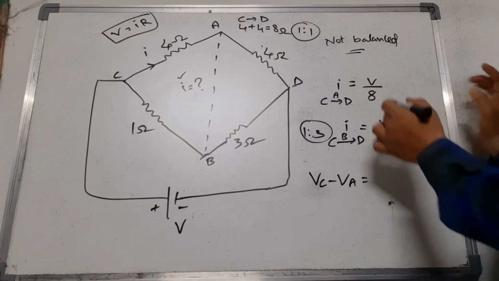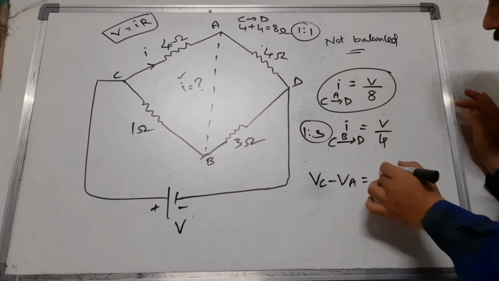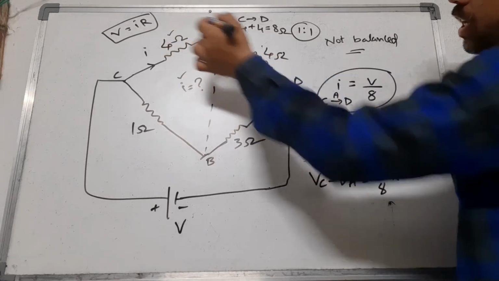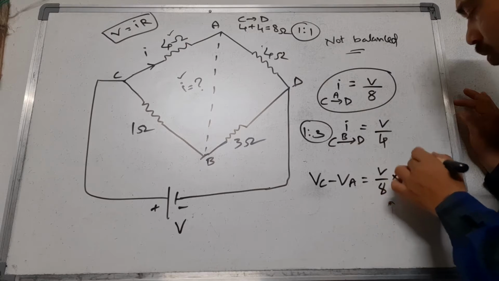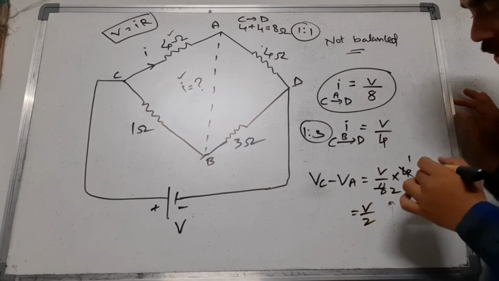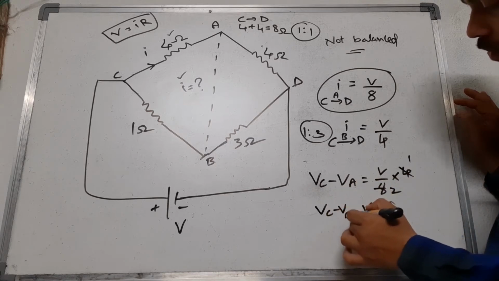So what is the current from C to D? V by 8. So V by 8 into how much resistance is there here? 4 ohms. 4 ones are 4, 4 twos are 8. So this is V by 2 volts. VC minus VA is V by 2.